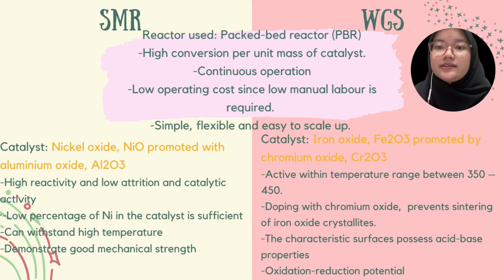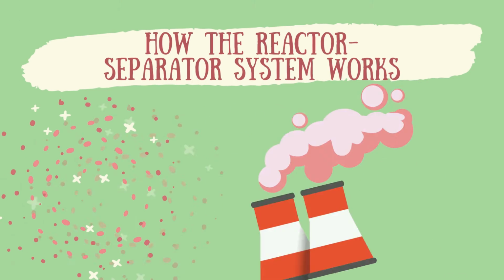Meanwhile for WGS, iron oxide is used as catalyst and is promoted by chromium oxide. Iron oxide is active at temperatures within the range of 350 to 550 degrees Celsius, and doping with chromium oxide will prevent sintering of iron oxide crystals. And the characteristic surface of iron oxide possesses acid-base properties and oxidation-reduction potential.